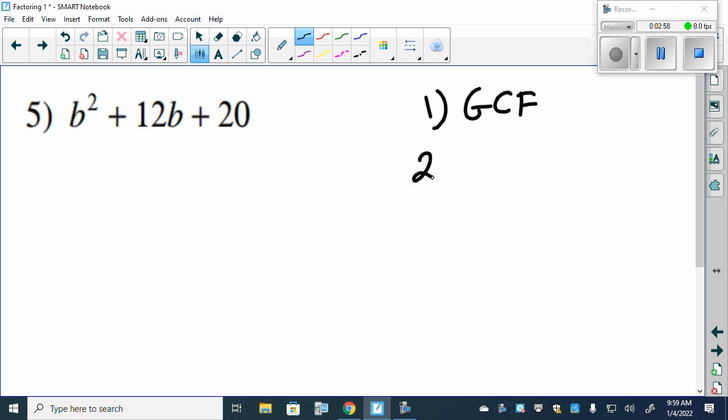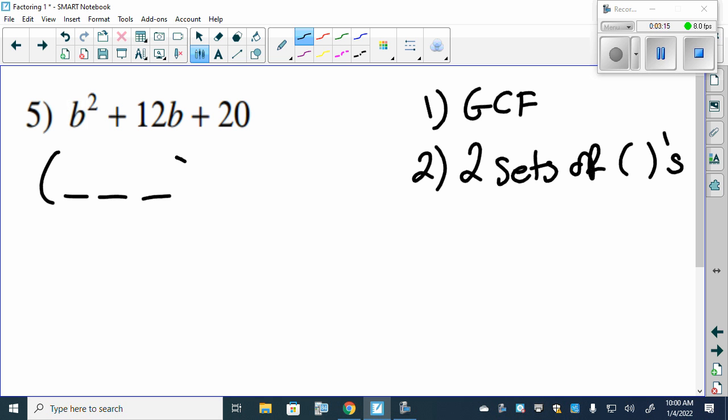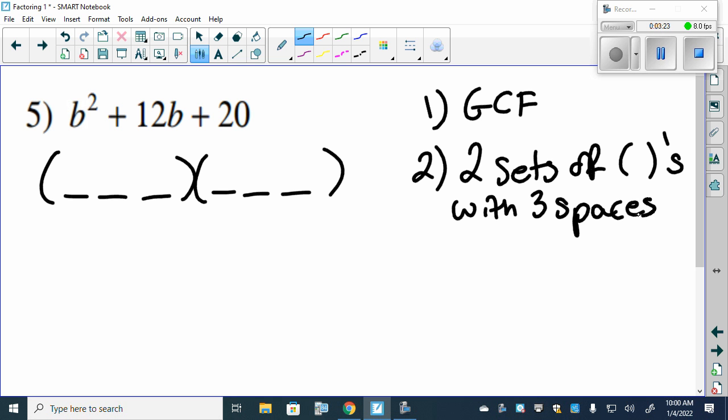So, since it is a trinomial, our next part was 2 sets of parentheses, because we're factoring it down, with 3 spaces.